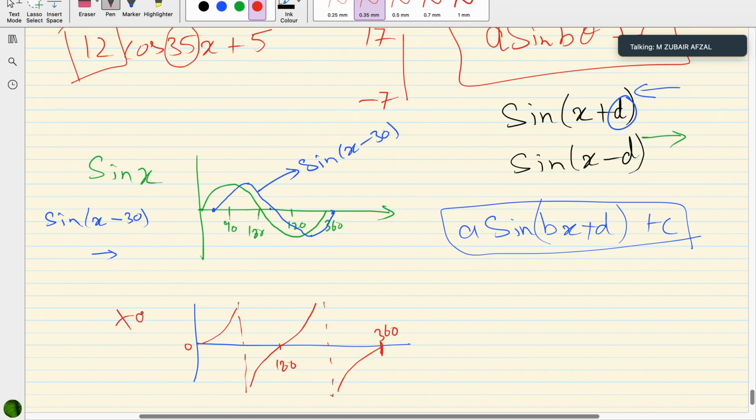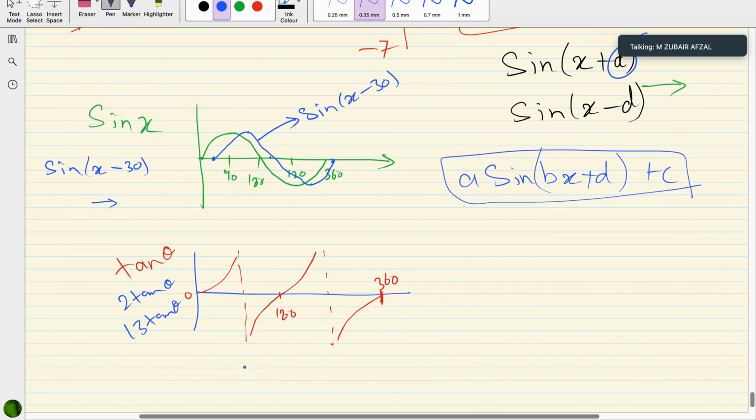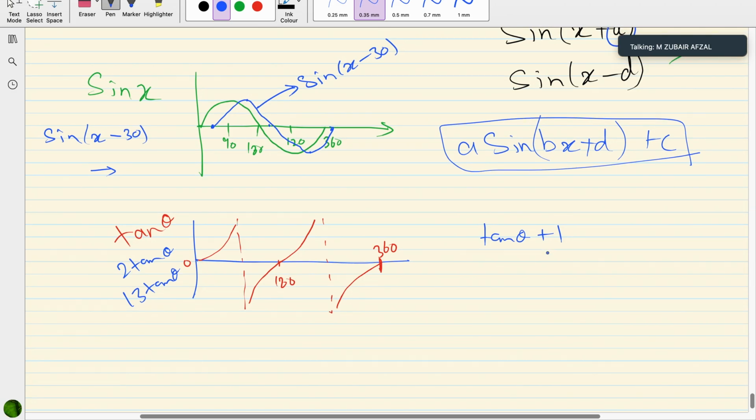For example, I say this is the graph of tan theta, it is true. If I say this is graph of 2 tan theta, this is still true. If I say this is graph of 13 tan theta, this is still true. The only thing which will change it is horizontal shift or vertical shift. For example, tan theta plus 1. Now you'll understand the urge that I want you to move the x-axis.